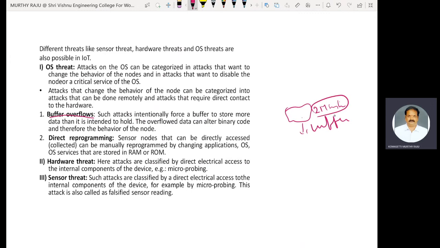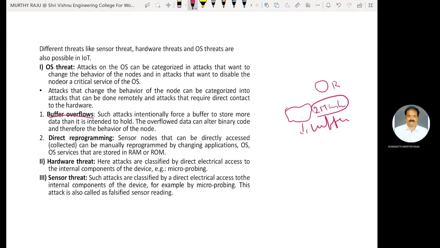The overflow data can alter binary code and therefore the behavior of the node. Due to that overflow at the receiver node, the binary code is altered, and the behavior of the node also changes. Therefore, finally, the communication is disturbed between the intended parties.